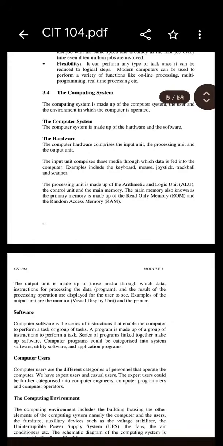For example, the keyboard, the mouse, the joystick, the trackball, and the scanner. You know what a scanner is now? It's the eye of the computer. You just scan your documents. You are inputting the file that you want to scan. So that scanner is an input device.